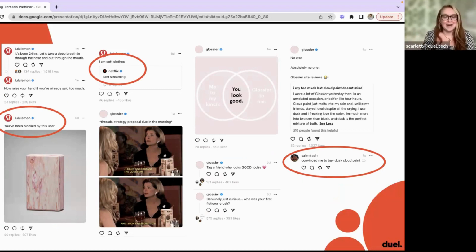Puns are doing fabulously on Threads right now. I personally love them. This one I think is just brilliant because if you don't know what a yoga block is, you're maybe not going to get that. You're going to think, what is this? But people in their community know it, love it, absolutely brilliant.